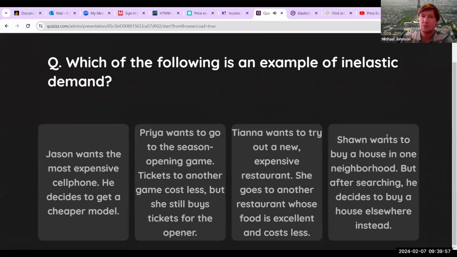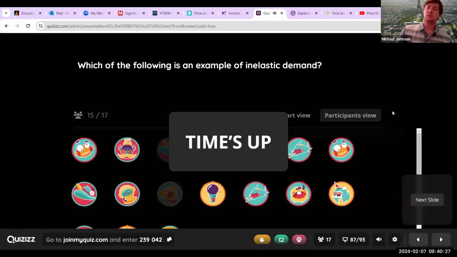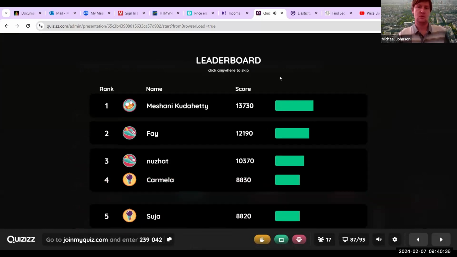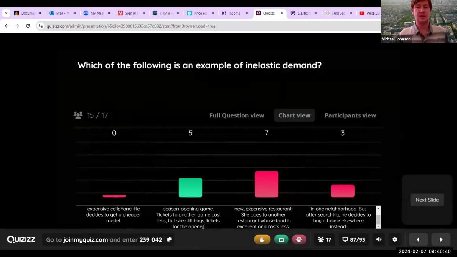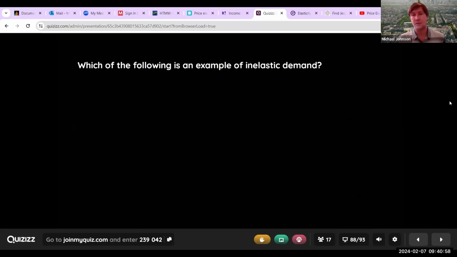Which of the following is an example of inelastic demand? Priya wants to go to the season opening game. Tickets to another game cost less, but she still buys tickets for the opener. So it's inelastic demand because she still goes even if the price is more expensive. If you choose an option even when the price is going up, that's inelastic demand, even when there's a cheaper option available.